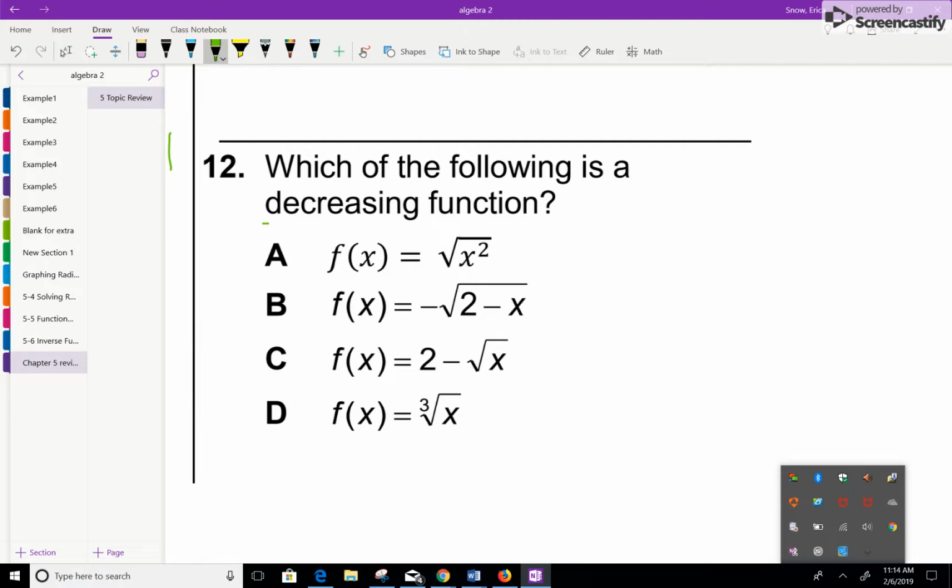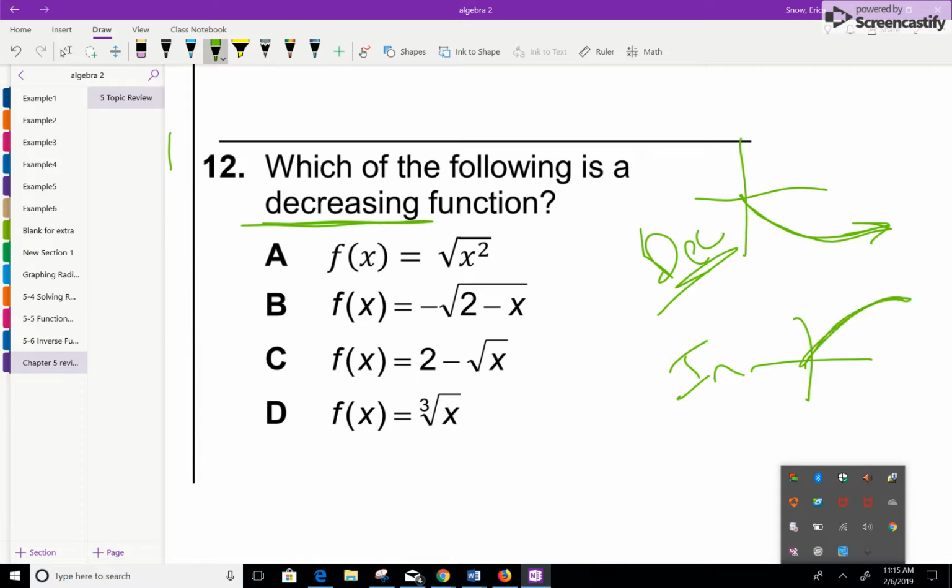Okay, this is asking which is decreasing. That means that on the coordinate plane, it's going like this. So we know that it's got to be a negative square root of x at some point. And if you look at this, this is positive. You can just graph these. Decreasing means it looks like this. An increasing function is going to look like this. That's your difference. The only one of these that is decreasing is C when you graph them.